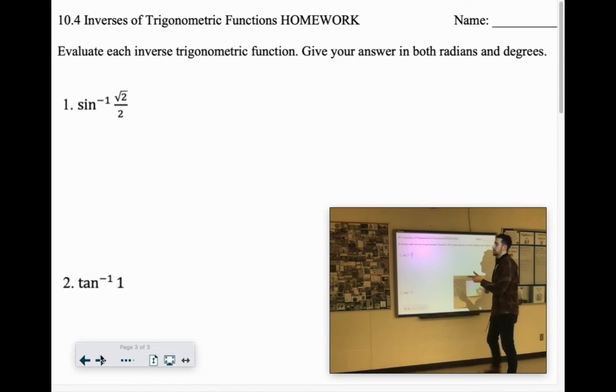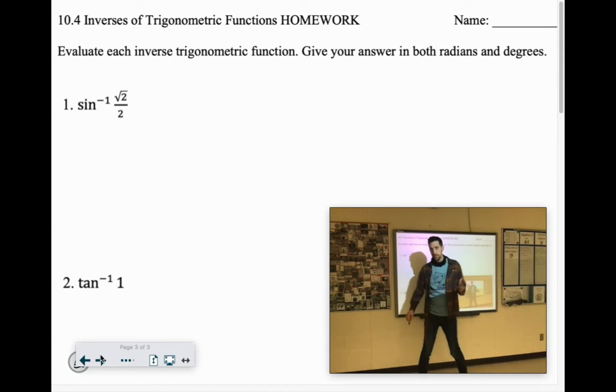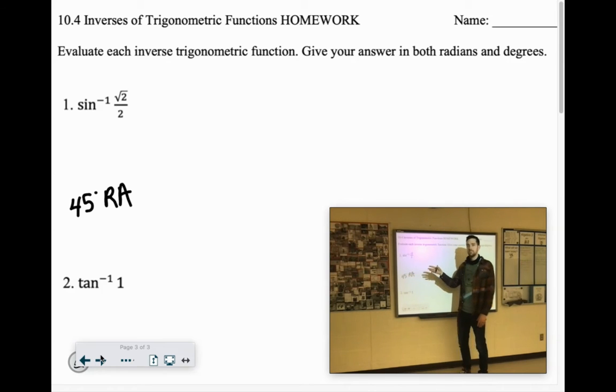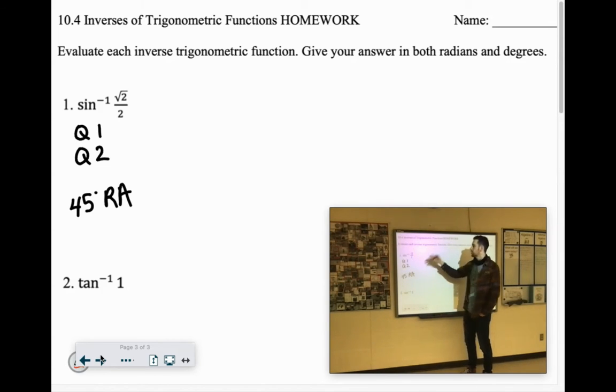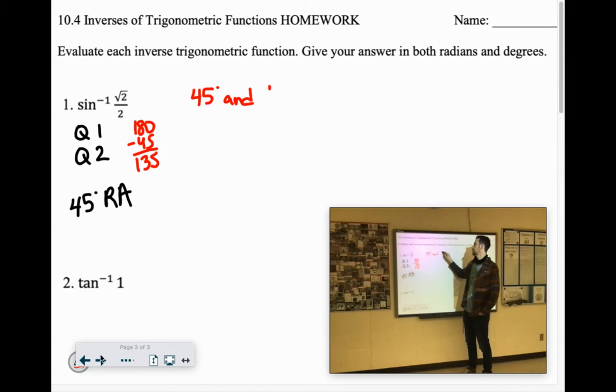Evaluate for when the sine is positive root 2 over 2. Obviously, it's got to be one of those 45-degree reference angles. Sine is y, which is positive in quadrants 1 and 2. So a 45-degree reference angle in quadrant 1 would be 45 degrees, and in quadrant 2 we'd subtract it from 180, so it gives us 135 degrees.